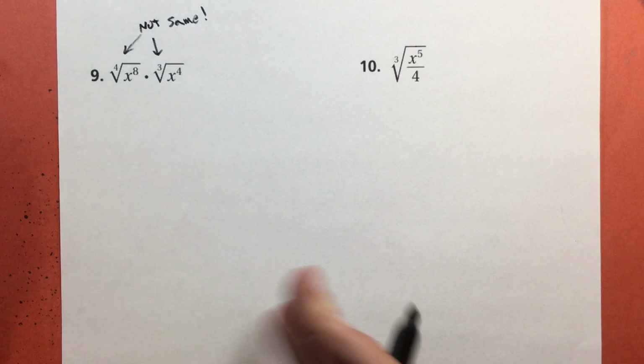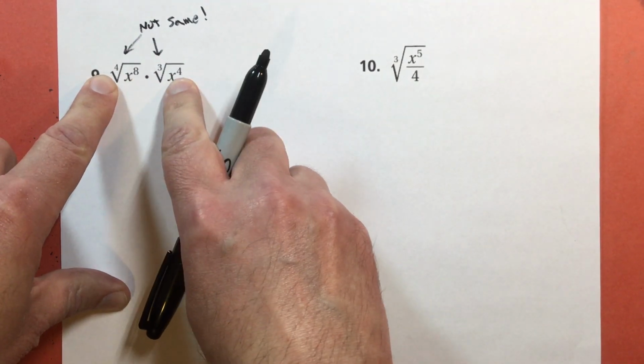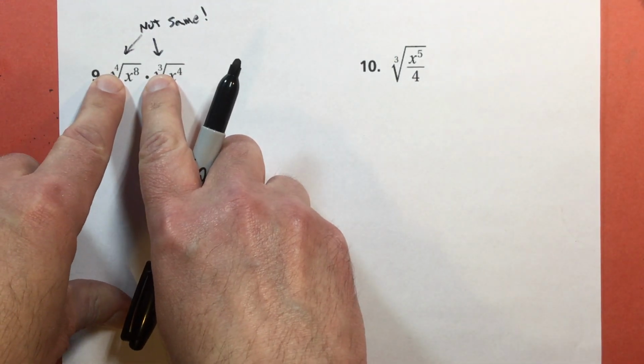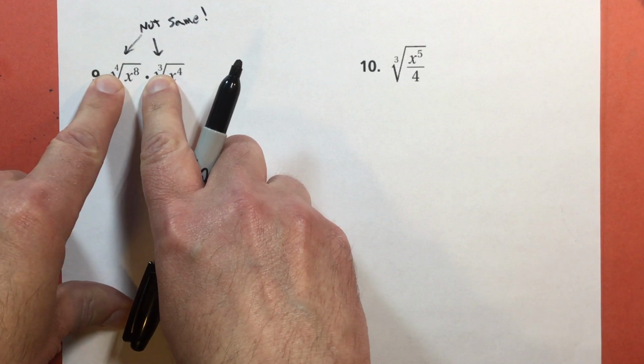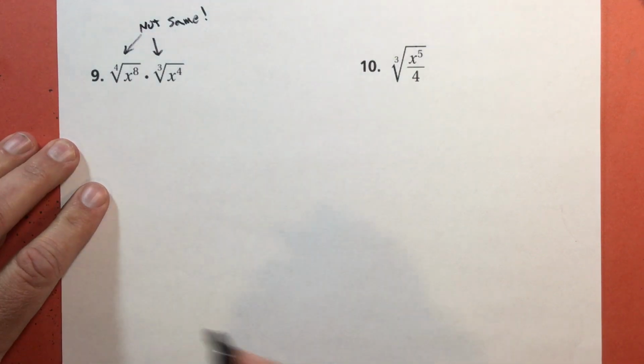So I cannot put these together somehow and do 8 plus 4 and get 12. Okay? If these two were the same, if they were both 4th power, I could do that. Or both 3rd power, they could do it. But since they're different, I can't. So I'm going to break it into parts.